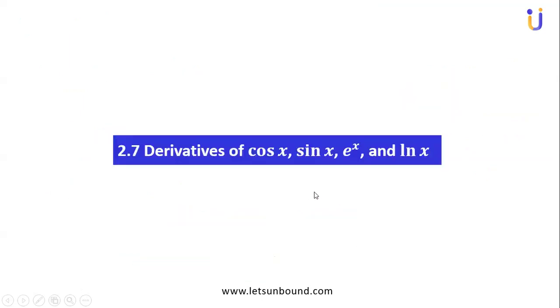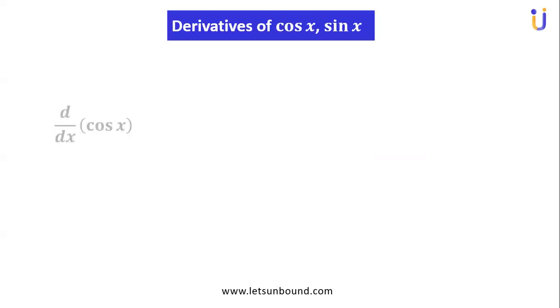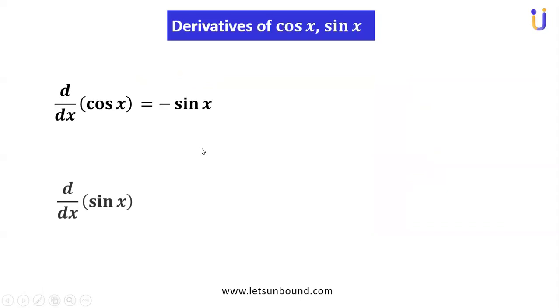Okay, right. And next are derivatives of cos, sine, exponential, and logarithmic functions. Derivative of cos x and sin x: for cos x, it's minus sin x. For sin x, it's plus cos x. We know sine and cosine are quite easy to connect, but cos will give a minus sine, and sine will give a positive cos.